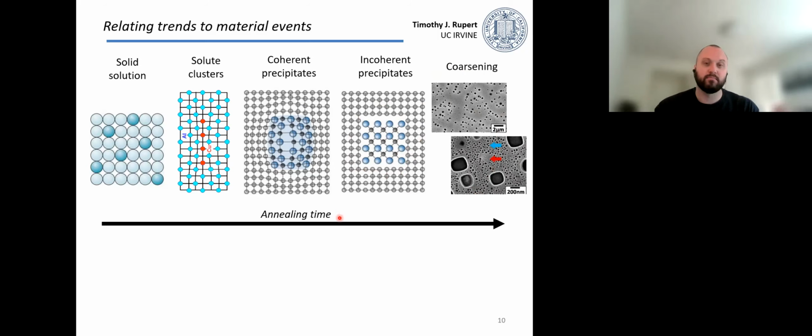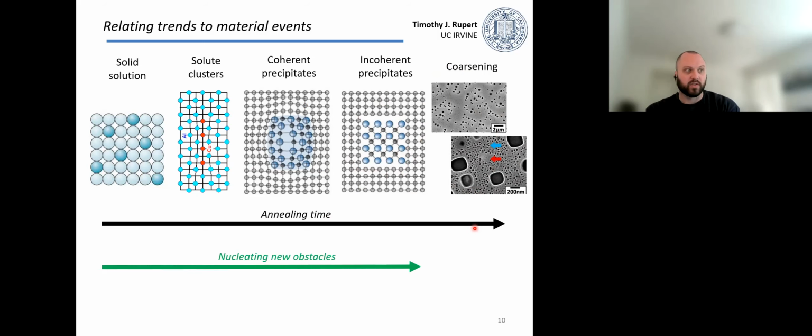Now, the rate at which these happen can depend on the annealing temperature, right? So maybe these happen faster if I use a higher temperature. When we're thinking about mechanical properties, we want to think about how much of these different things are inside of our material. So although those are all evolving, those first 3 steps, going to solute clusters, going to coherent and then incoherent precipitates, are really where we're nucleating new obstacles, okay? So we're adding more and more things that can get in the way of the dislocations. In contrast, this final part, this coarsening, is generally where we're just growing existing obstacles.